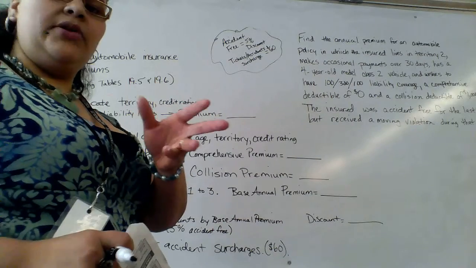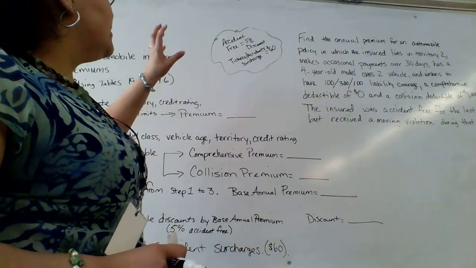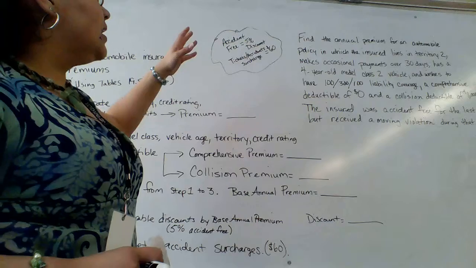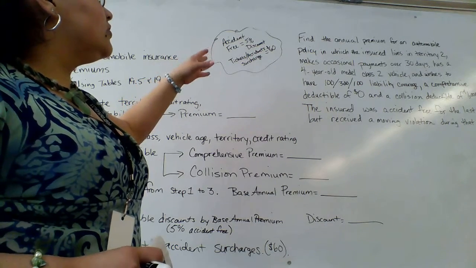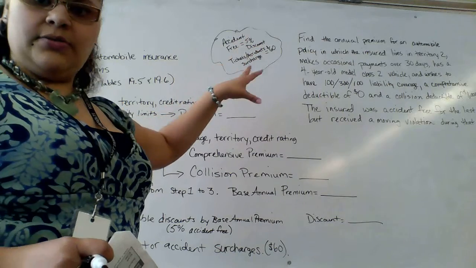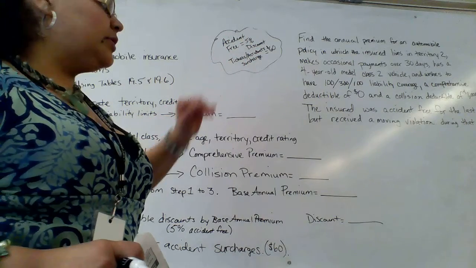Now, just some important information. If a person is accident-free, they get a 5% discount, and then if they get any tickets or accidents, there's a surcharge of $60, just so some previous information for you.